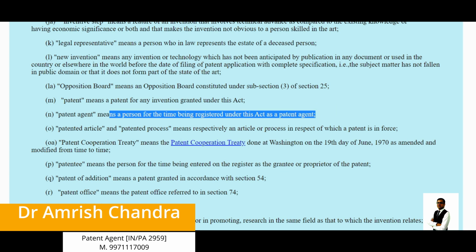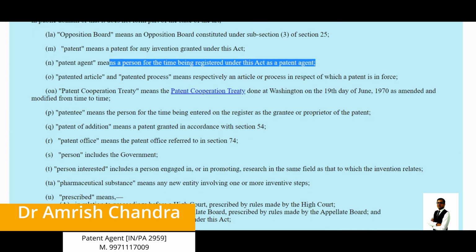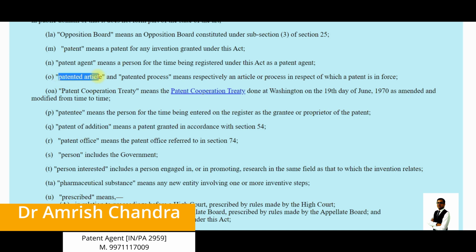Patent agents need to renew their membership or renew their registration basically, and as long as they continue to renew their membership and there is no adverse action taken against them, they can be patent agent. Patented article or a patented process means respectively an article or a process in respect of which a patent is in force. So the patent is granted, but if for some reason they can be revoked, challenged, or if you stop paying the renewal fees, they can lapse or they can get abandoned.